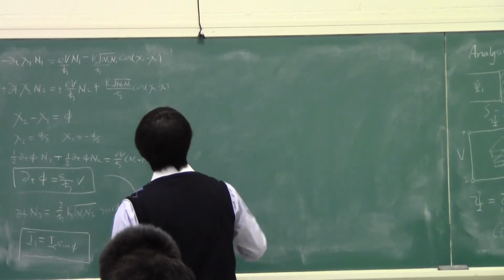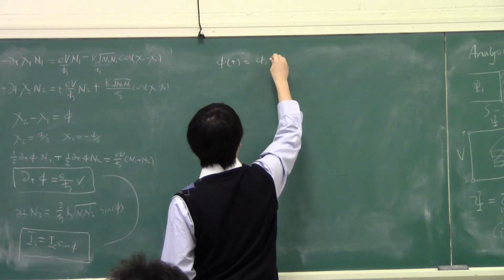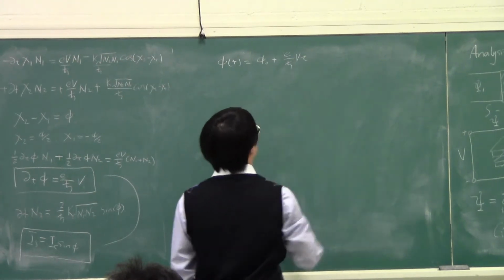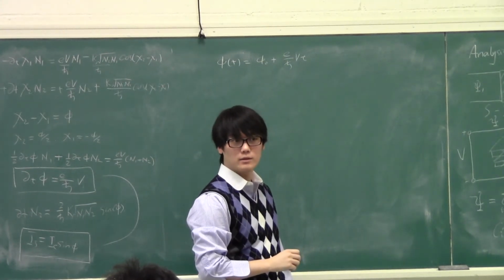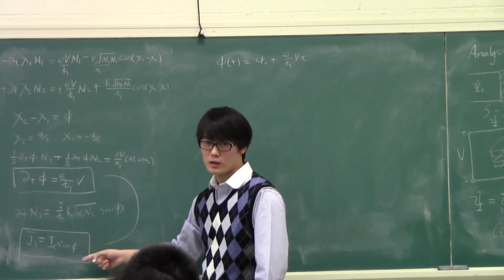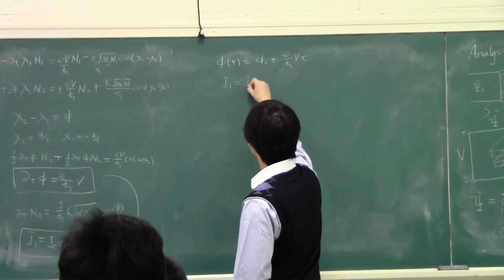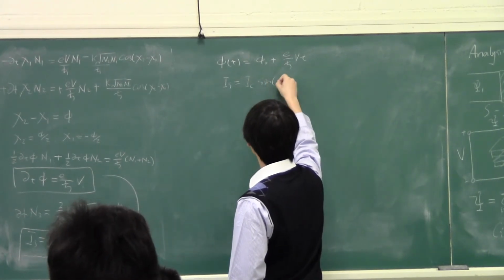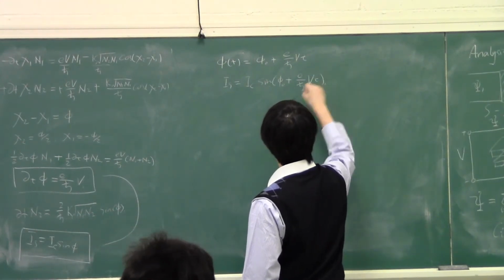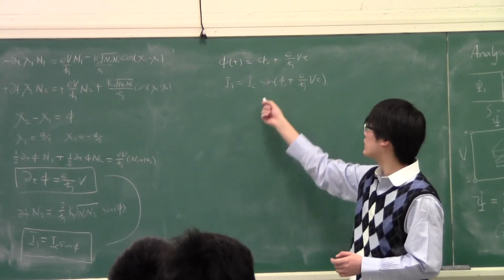Let's think about a constant voltage. So I can write phi of t equals the initial condition plus 2eV over h bar times t. That's the case for a constant voltage across the junction. So now let me plug this into the Josephson current relation. The supercurrent across the junction is given by I_C times sine of phi over h bar.